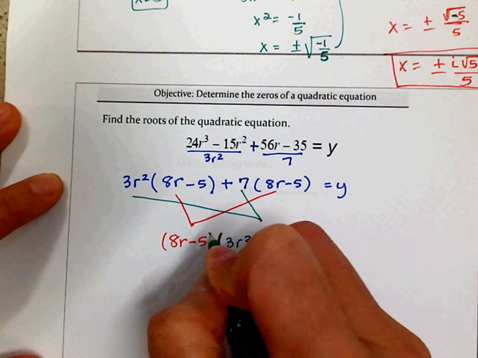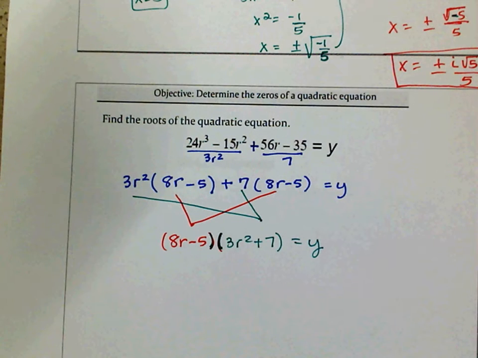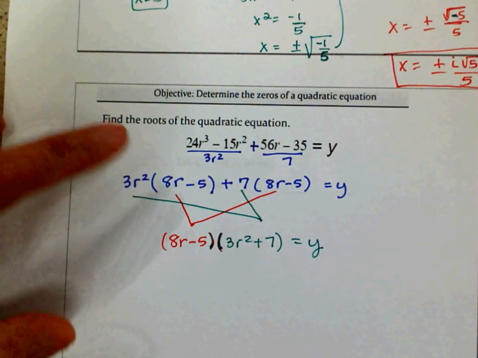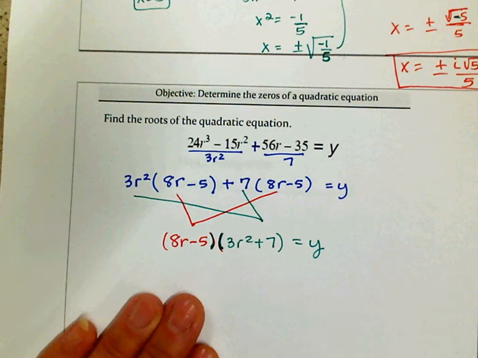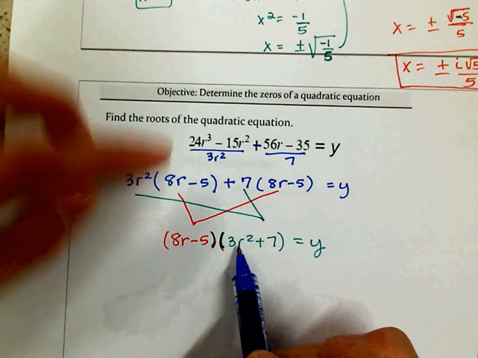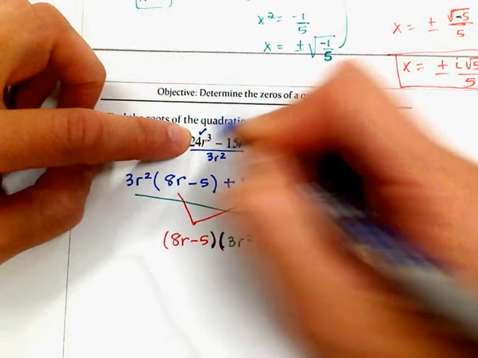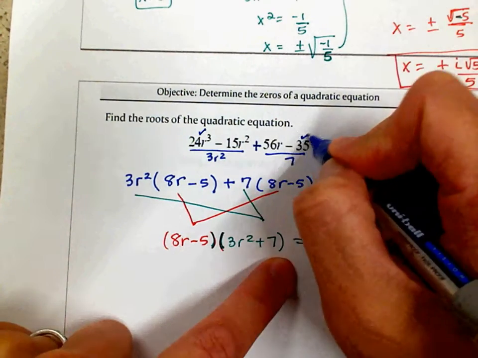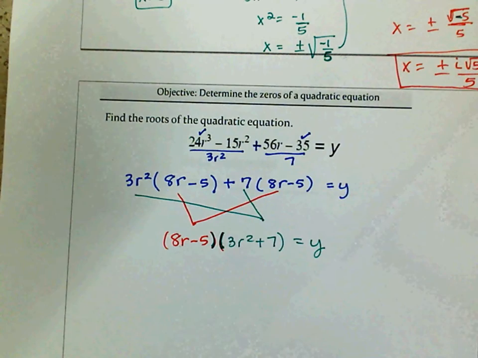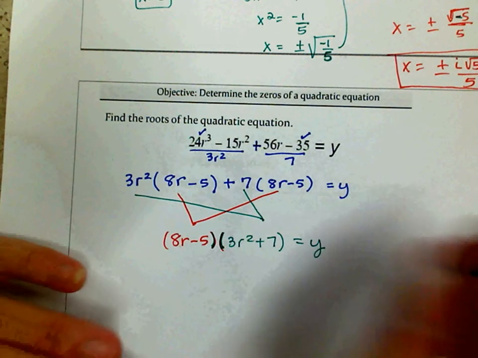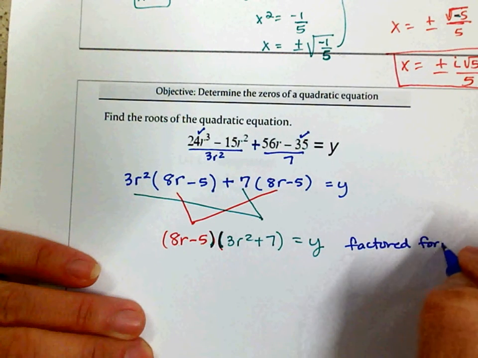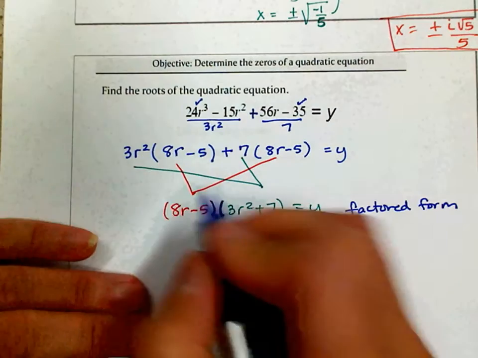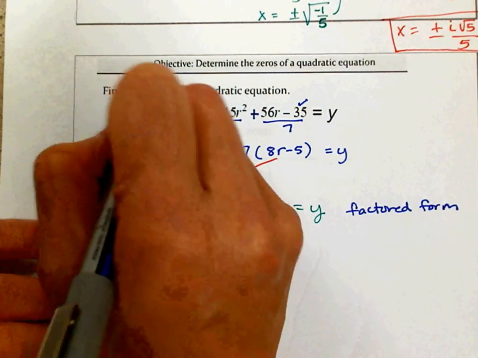Now, the question says find the roots. If you were just factoring, you would be done. Always check. 8r times 3r squared is 24r cubed. Negative 5 times 7 is negative 35. Check. Just check the parameters before you move on. So that's good. So if I was asking for factor form, I would be done. But since I'm not asking for factor form, I have to solve, because it says find the roots.